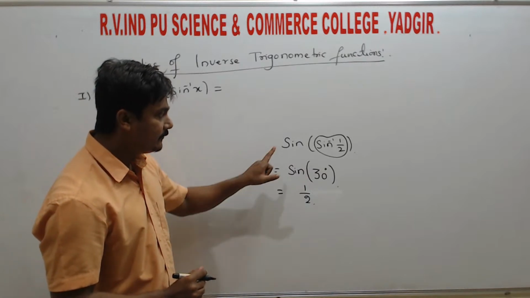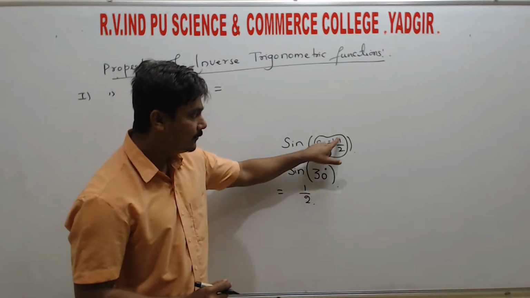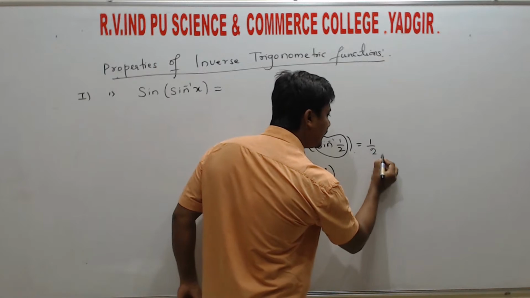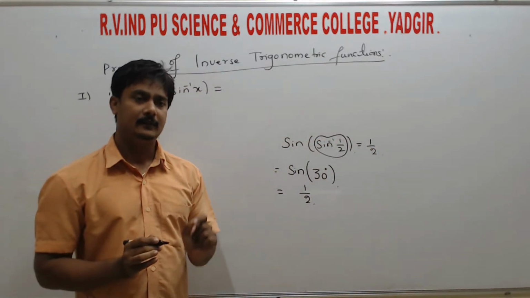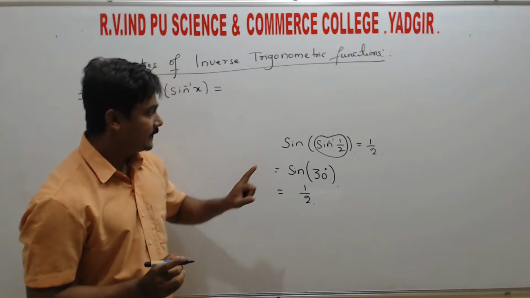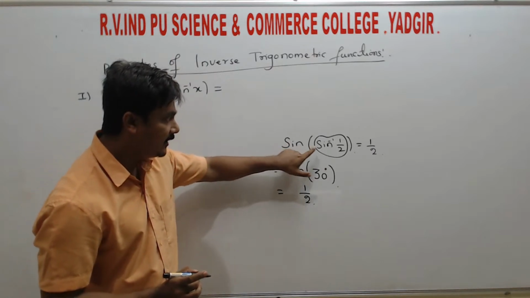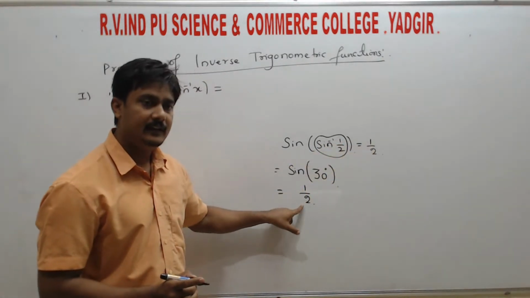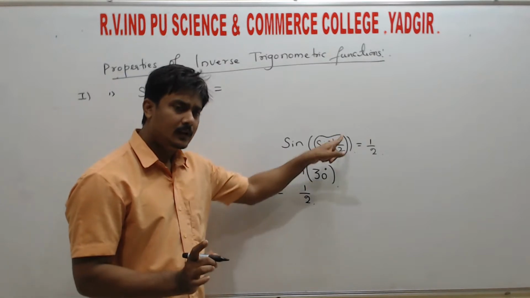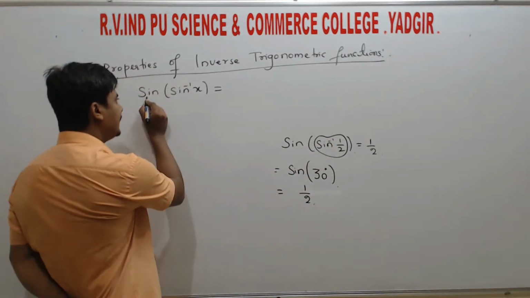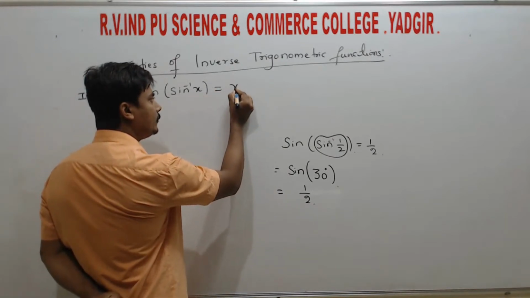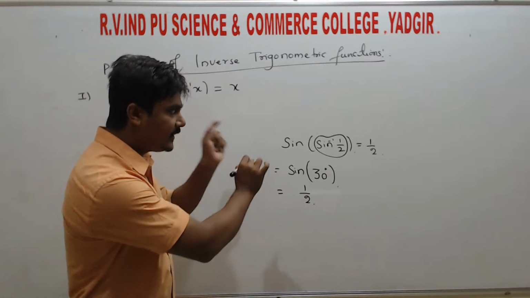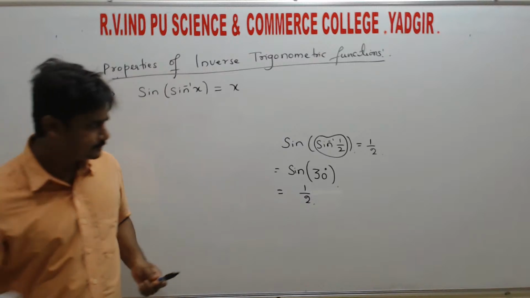So when I found sine of sine inverse 1 by 2, what answer am I getting here, dear students? I am getting 1 divided by 2, the same value. By looking at this example, you can say that sine of sine inverse x is equal to x. If it is not clear, let me take one more example.